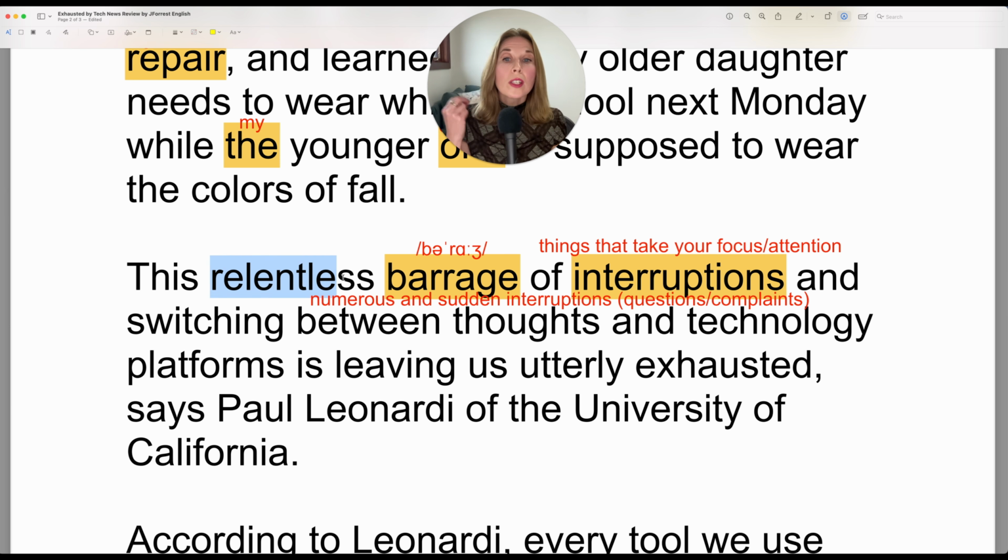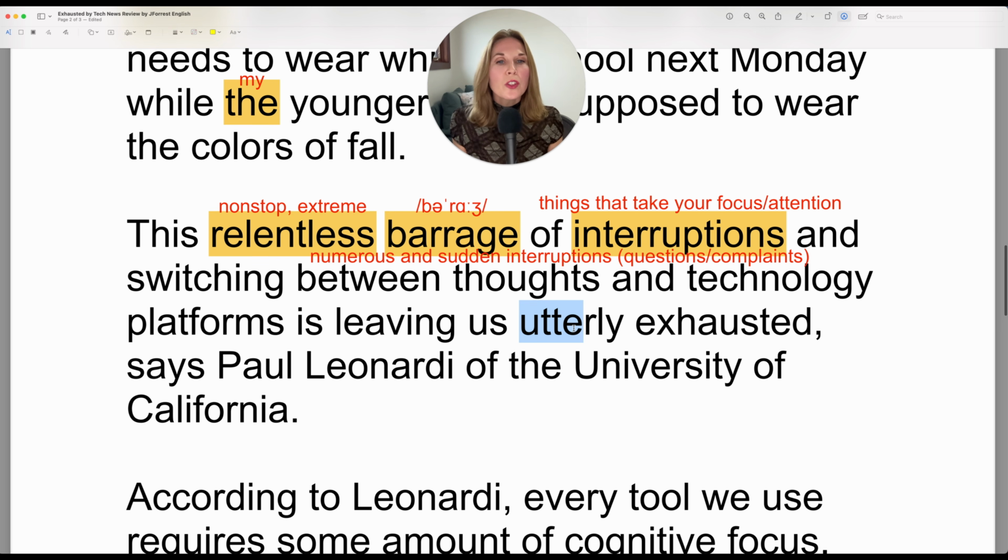And adding relentless makes it sound even stronger. This barrage of interruptions, that already sounds very strong because the word barrage means that all these things are coming at you. But then adding relentless, it intensifies that. Now let's move on to this word. It may be unfamiliar to you.